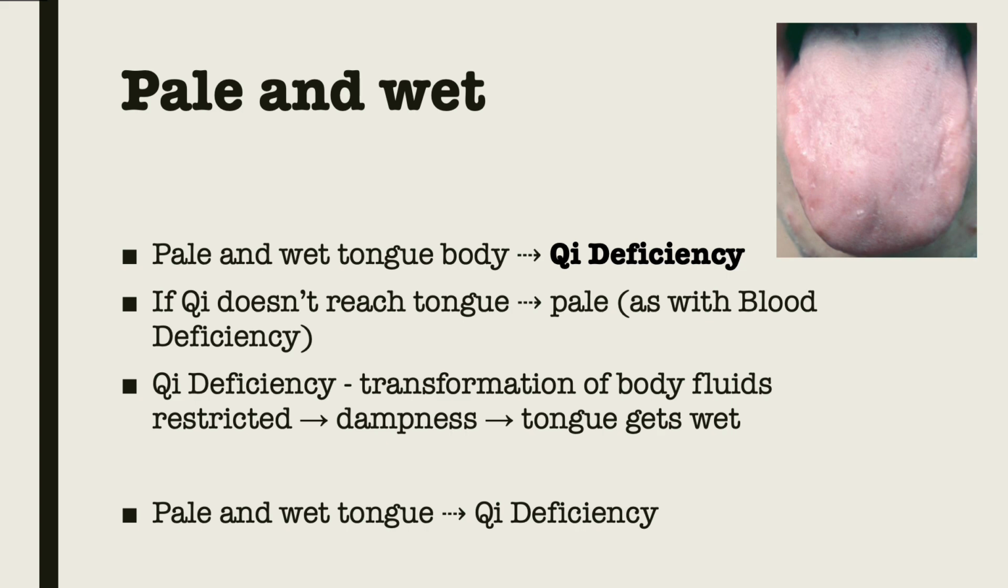The pale and wet tongue body points to qi deficiency. If qi doesn't reach the tongue, it gets pale, just as with blood deficiency. With qi deficiency, the transformation of the body fluids is restricted. So, dampness occurs and the tongue gets wet. Accordingly, a pale and wet tongue points to qi deficiency.